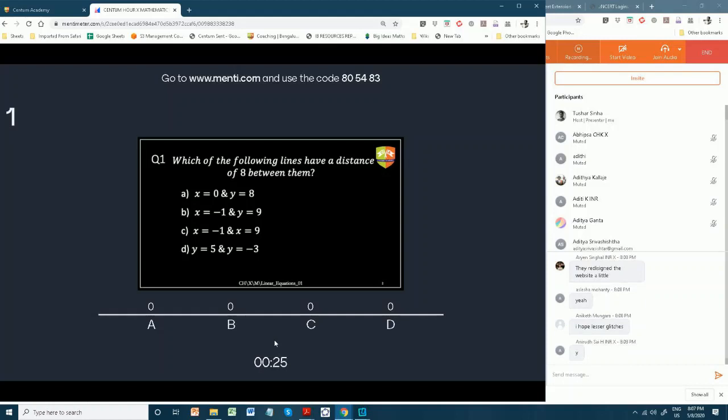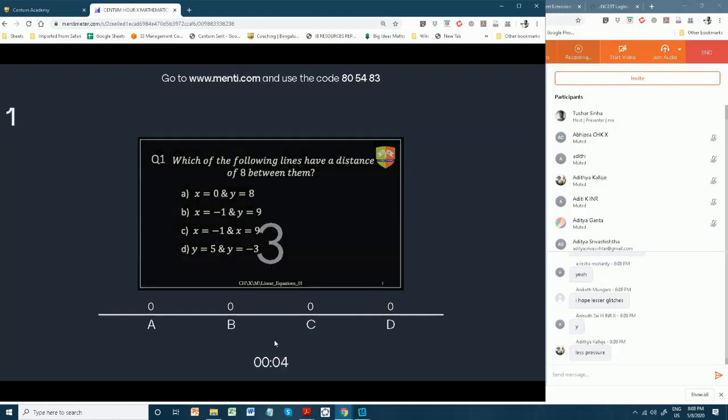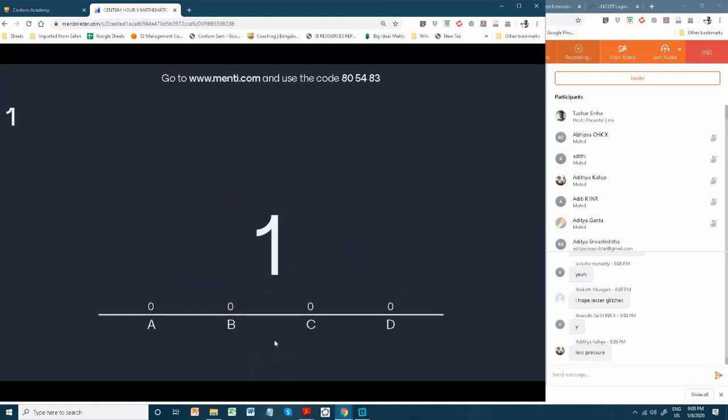Yeah, so now you don't get to see how many people have already voted. So that's good. You don't know how many people have voted, right? So just relax and focus on solving the question. Yeah, less pressure, good. Okay, so the first question was very easy. It was based on your last grade concepts on linear equations.